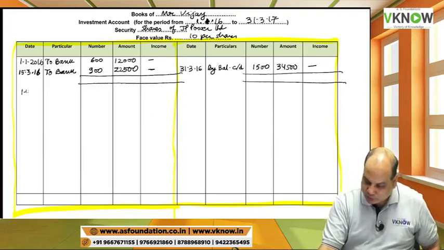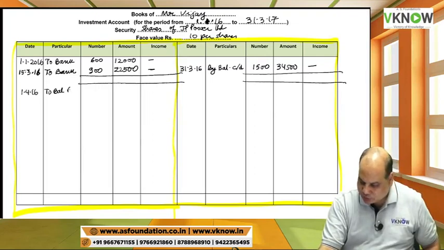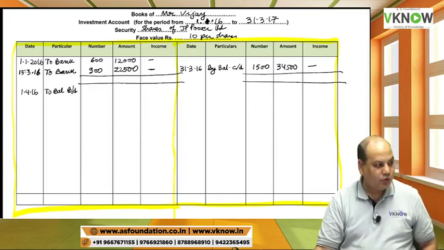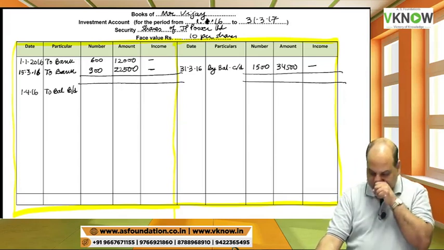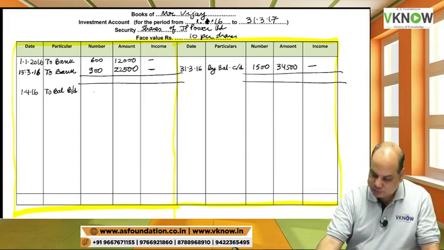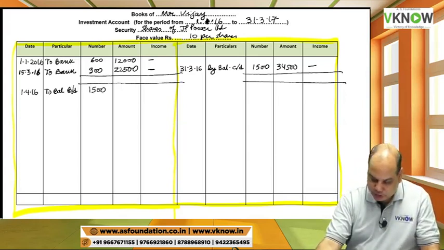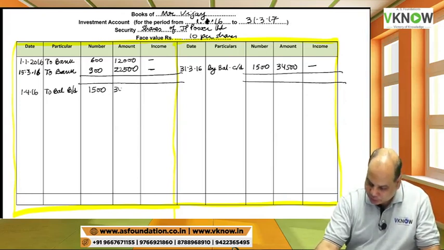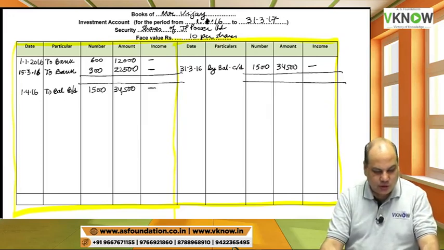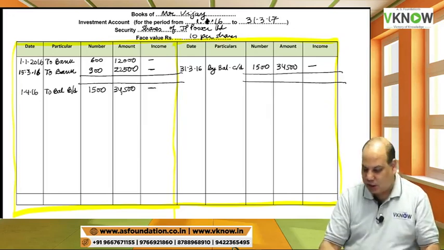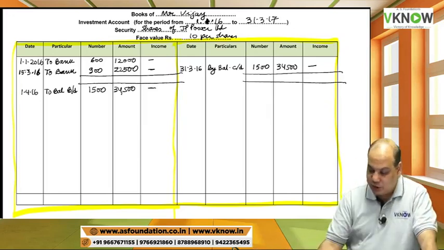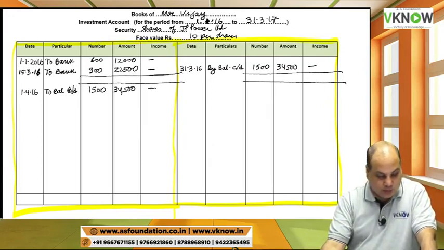Now write down 1st April 16, to balance brought down. Same thing, copy 1500. This is a very important question, a 10 mark question in the May 18 exam, an actual exam question of Inter. Now come back to your question.